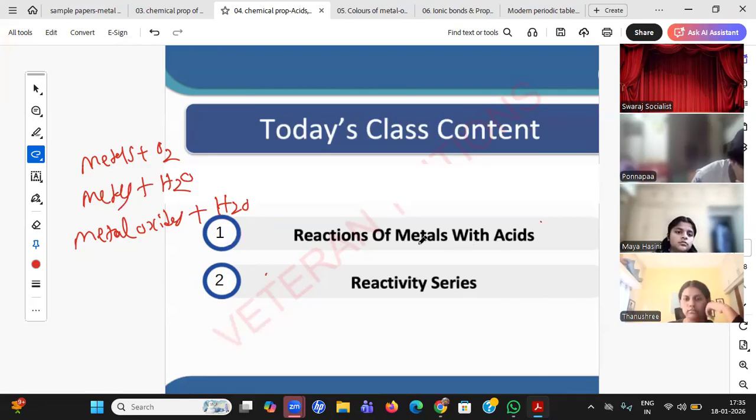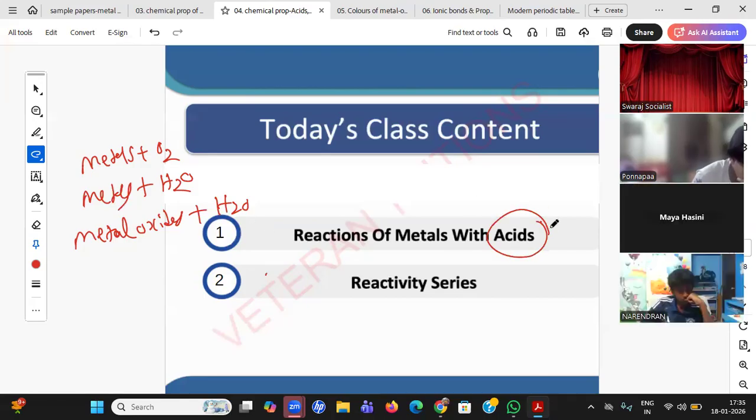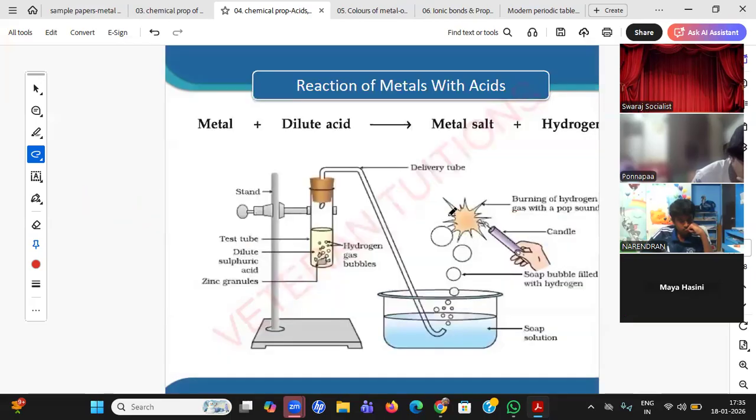Okay. Reaction of metals with acid. Now let us go to the acids, student. There is some activity, I think you can see it. This activity is also important, I guess. It's very easy, student. Now, metal with acid you want, right?